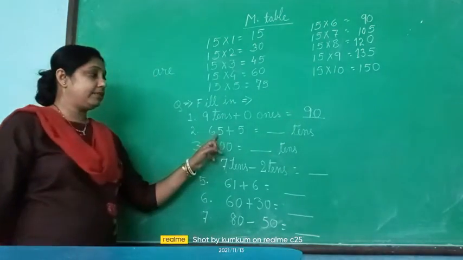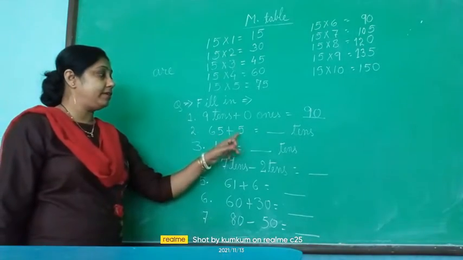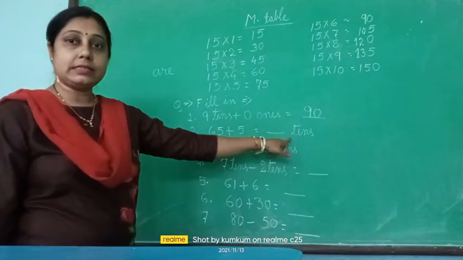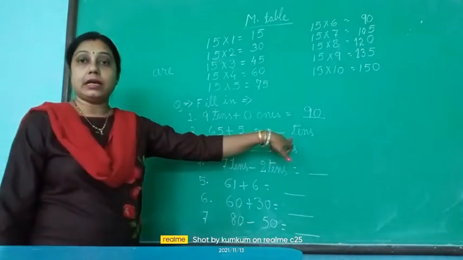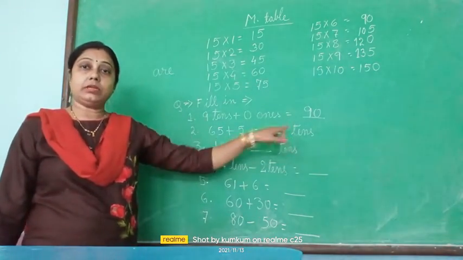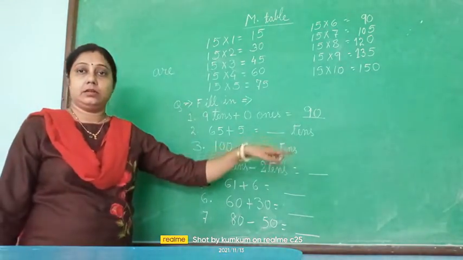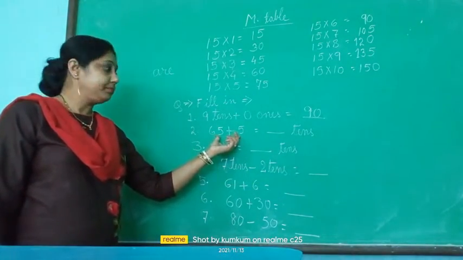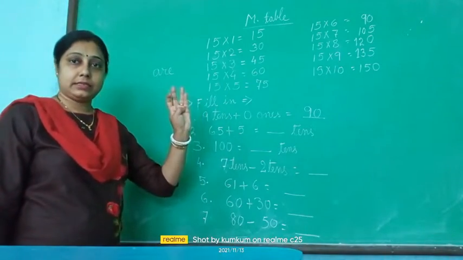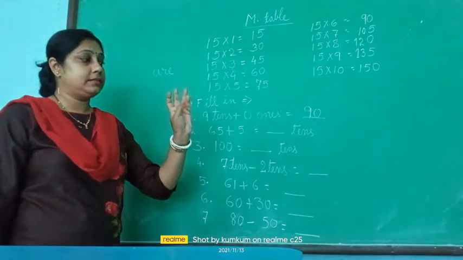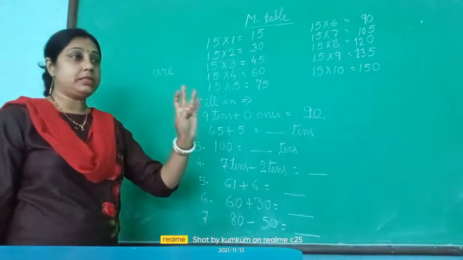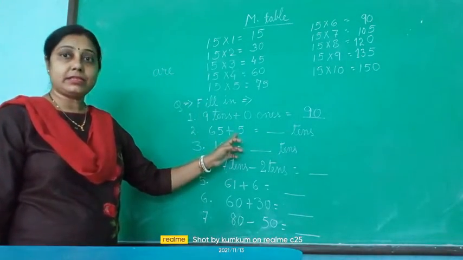Next, 65 plus 5 equal to dash tens. Here after the dash, tens is written. That means the answer that you are getting, you have to convert it into tens. Okay, so let us first solve 65 plus 5. So it is becoming 66, 67, 68, 69 and 70. That means the answer is 70.